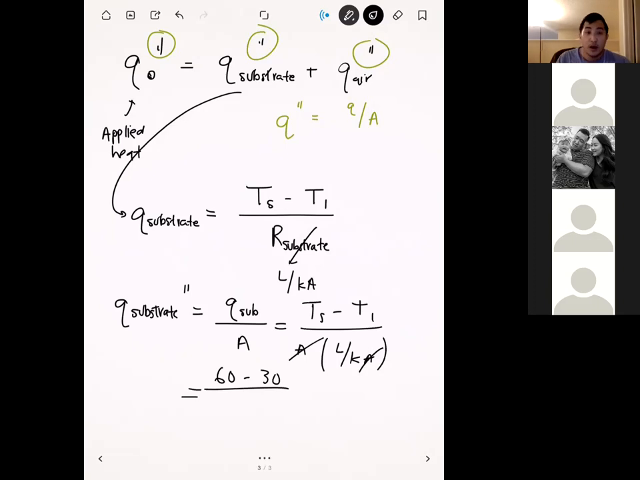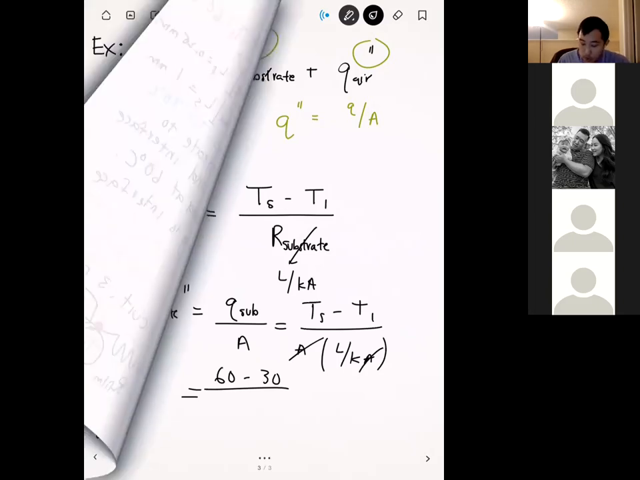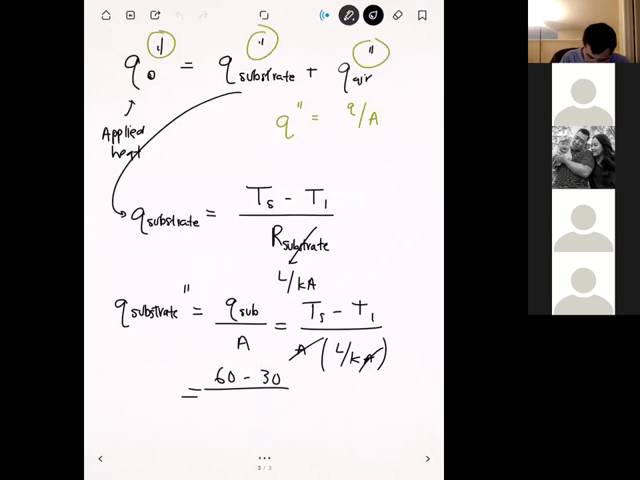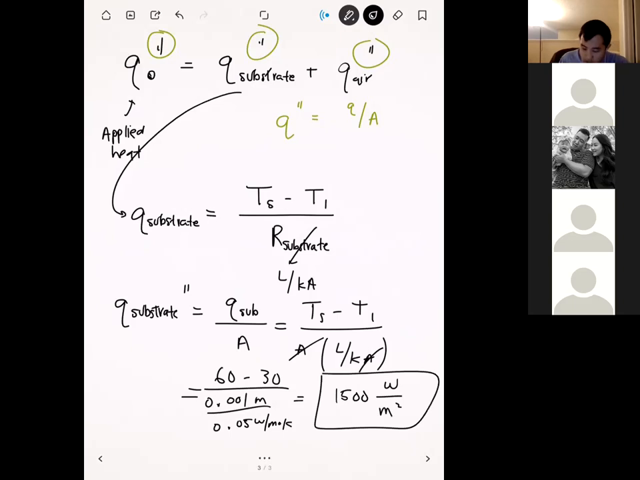And then on the denominator, we need to know the ratio of the length of the substrate over the thermal conductivity, which we can get from the parameters of the problem. So we just take the division of 1 millimeter divided by 0.05. So it's going to be 0.001 meters divided by 0.05 watts per meter K. And we plug all that into our calculator, and what we get is 15 watts per meter squared. And so this is the heat flux that's going through the substrate.